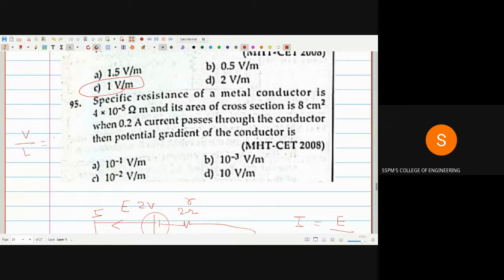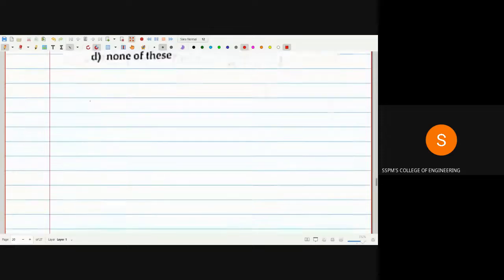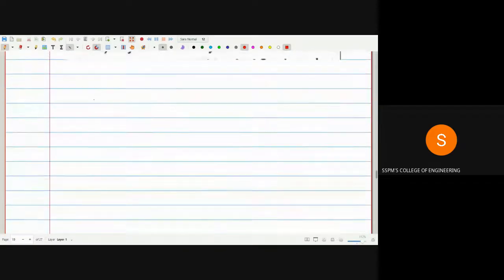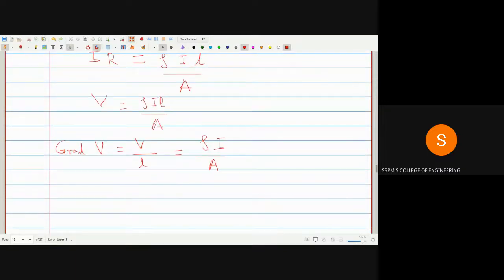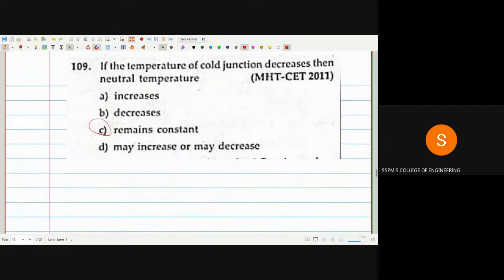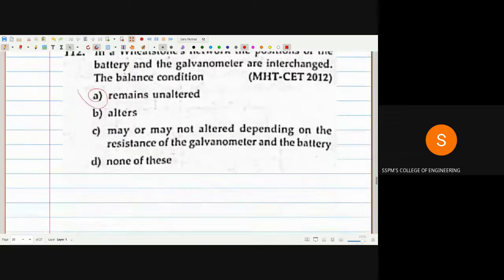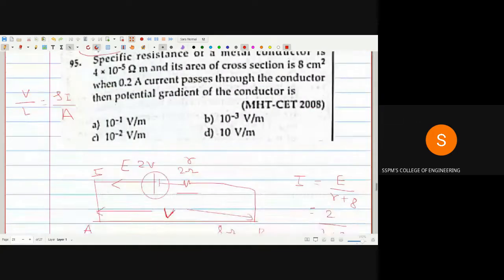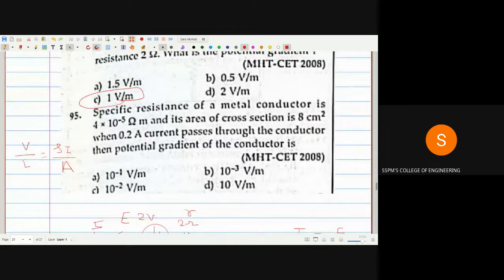V by L is rho into I divided by A. We solved this in the previous example. The equation to use here is potential gradient equals rho I divided by A. The specific resistance is given, A is given, and the current is also given. The specific resistance is 4 into 10 to the power minus 5.